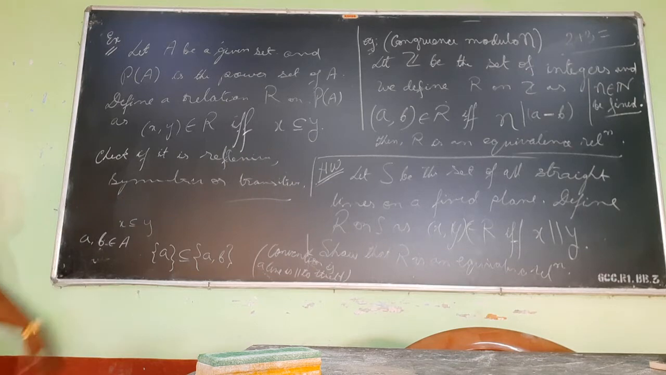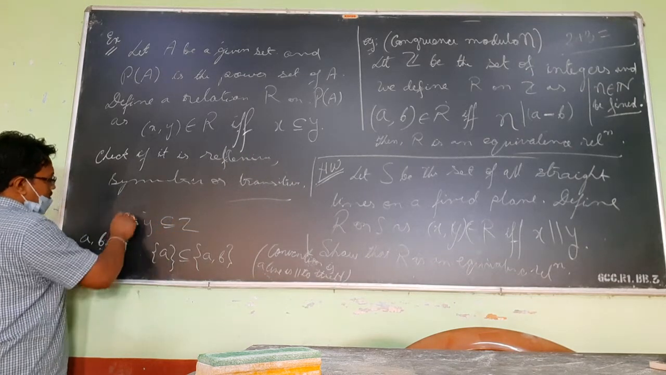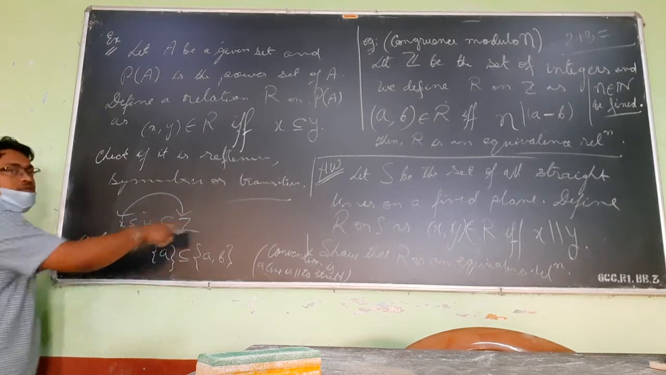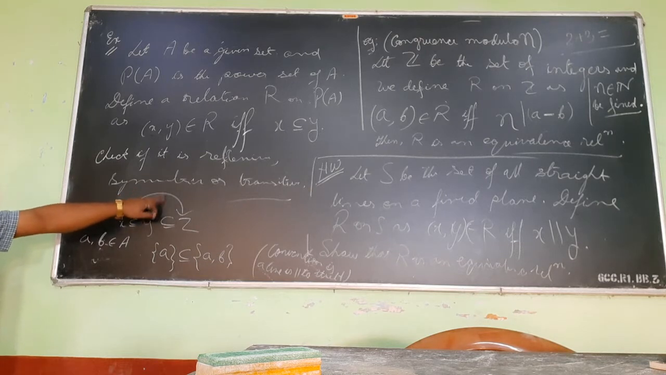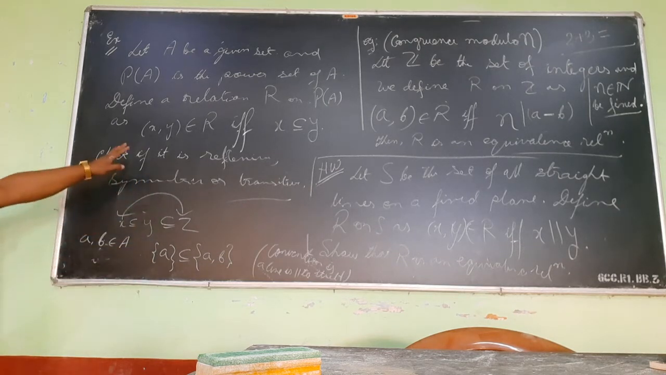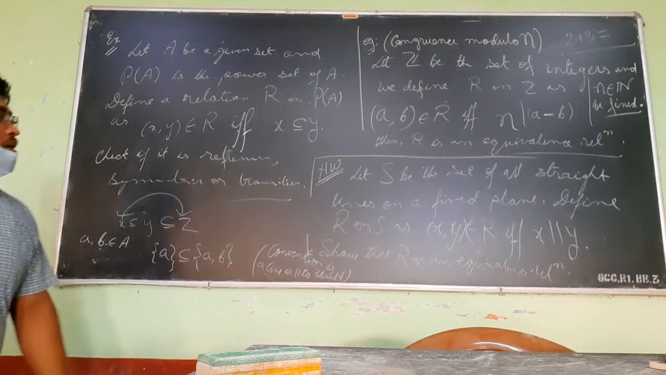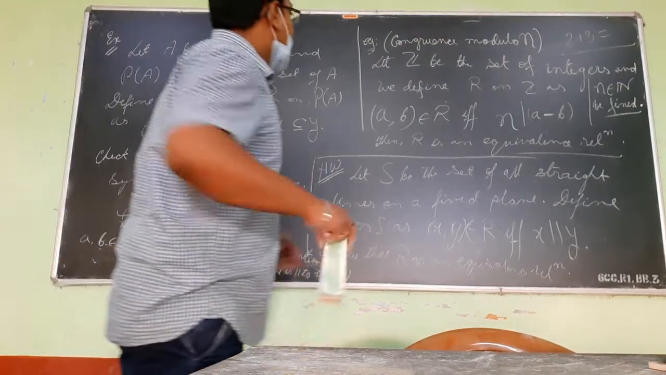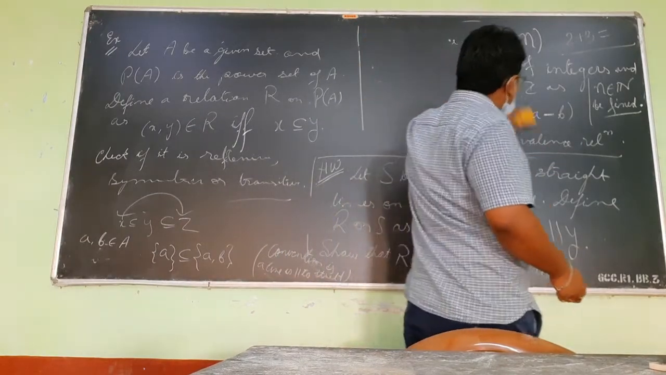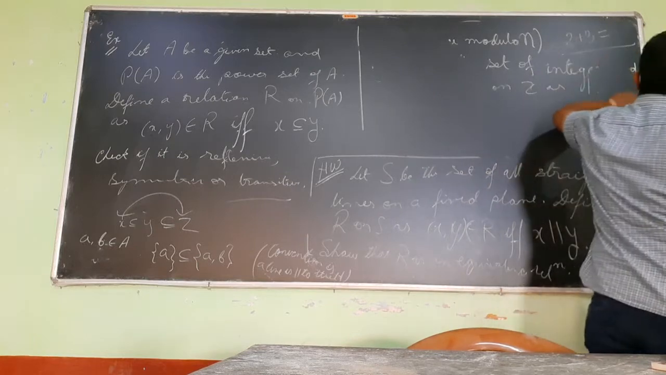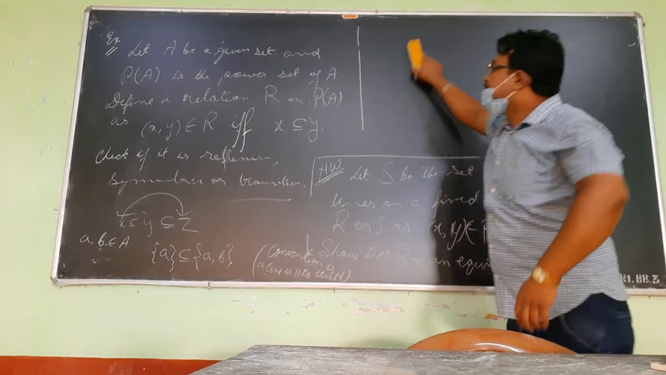And it is transitive, no problem. If x is a subset of y and y is a subset of z, then x is a subset of z. So it is reflexive, transitive, but not symmetric. Your task is to complete this also. There are lots of problems. It's not necessary that whatever I do in class will come in the exam, so you should do these things.